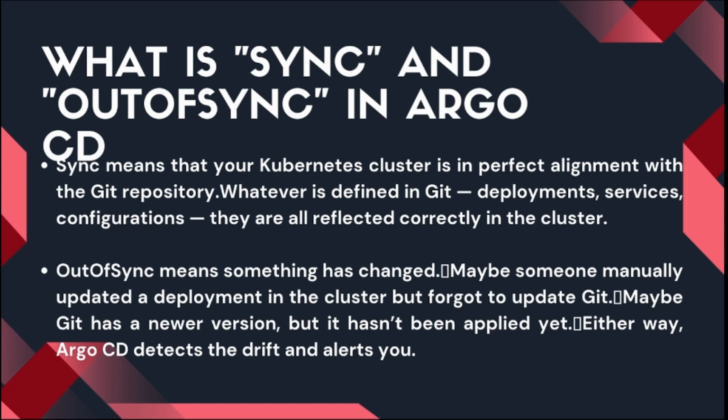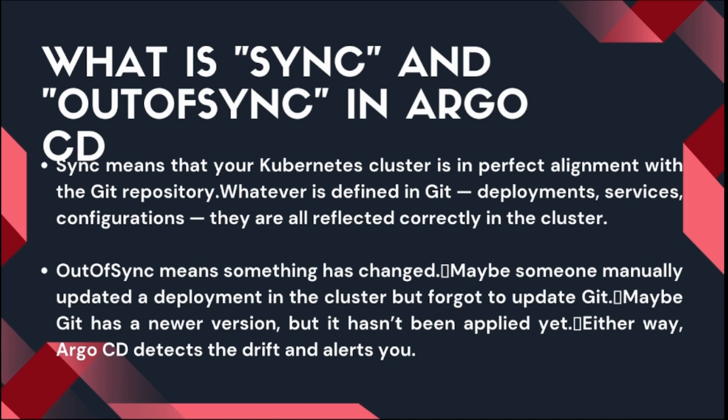So when we talk about out of sync, let's say a similar example, in Git you have a deployment with replica 3. Someone manually changes it in the cluster to replica 5 using kubectl scale. Argo CD will detect the difference and it will show out of sync.